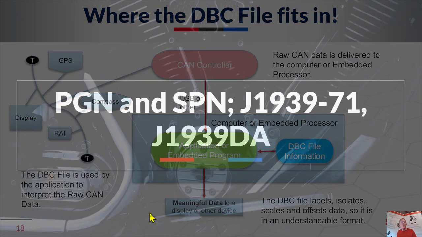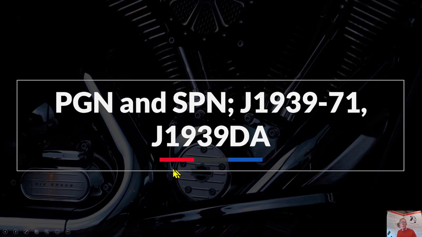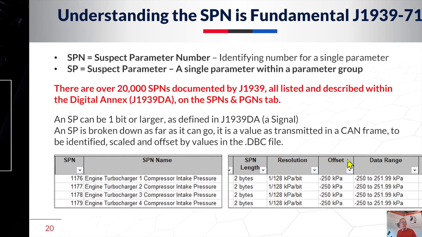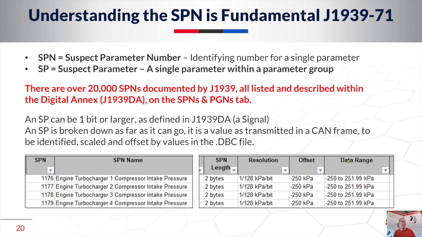Let's take a look at an example of how we're going to do that. We first have to understand the parameter group number and the suspect parameter number and how they're defined within J1939-71. Understanding the SPN is fundamental. A suspect parameter number is an SPN, and it's an identifying number for a single parameter or a signal. An SP, or a suspect parameter, is that particular data within that parameter group.